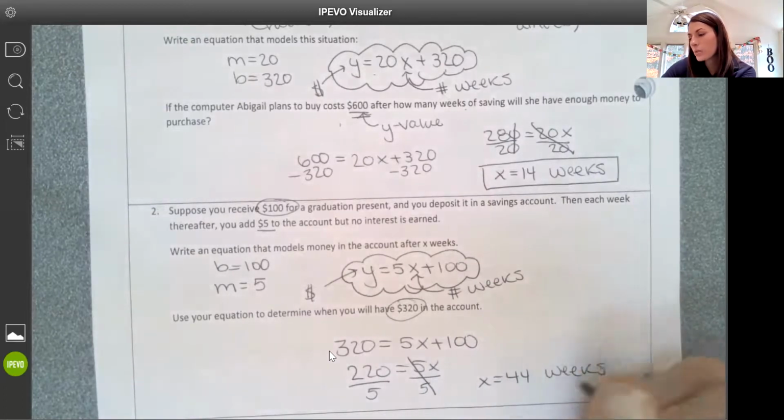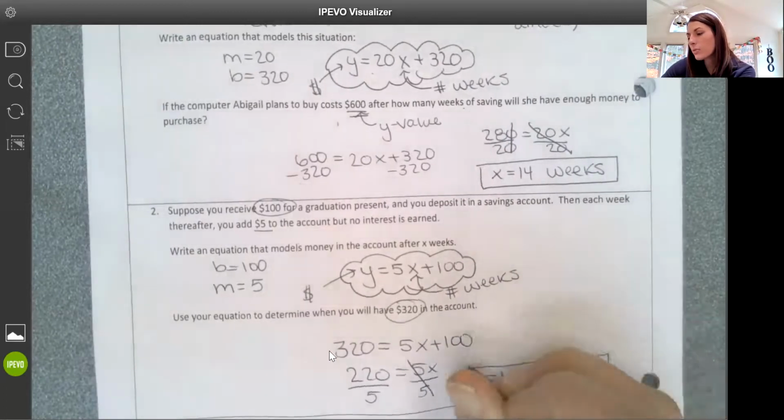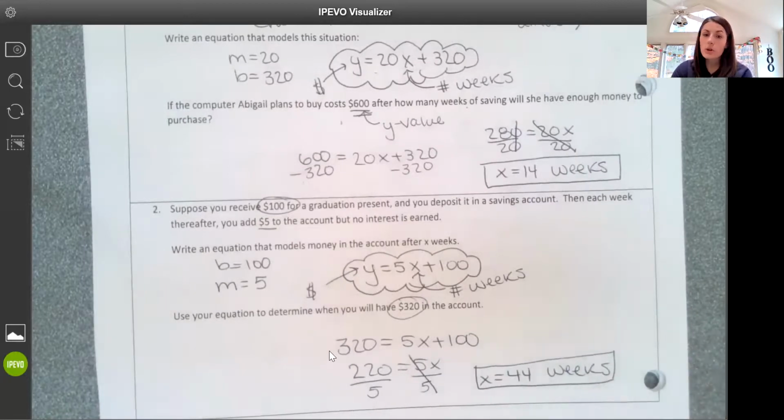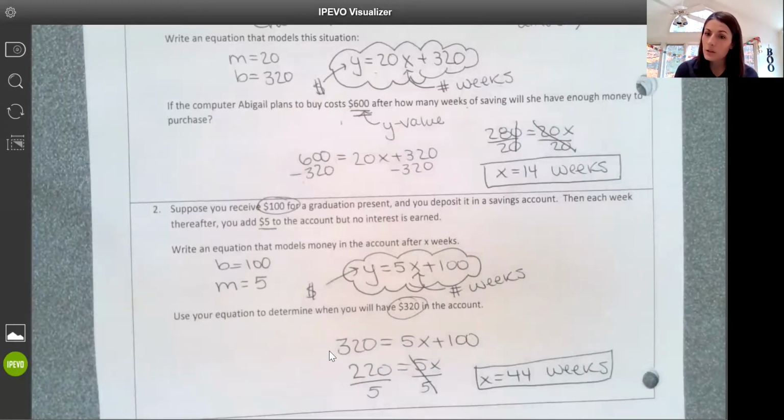Also notice when I write my answer here, I'm using words. So I wouldn't just say 44. 44 what? Is it going to take 44 days? Is it going to take 44 months? No, it's going to take 44 weeks. Okay, so make sure you're answering your word problems with words.